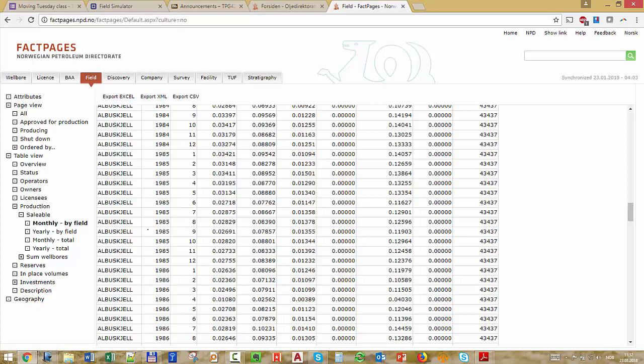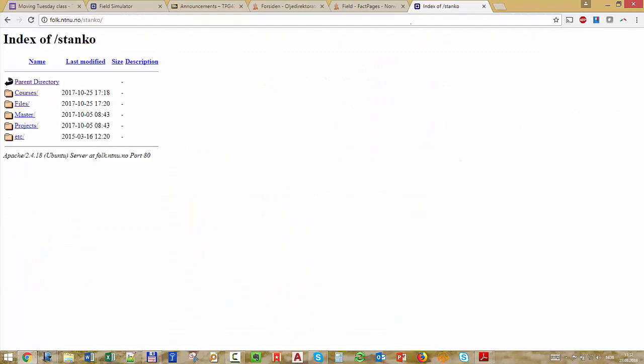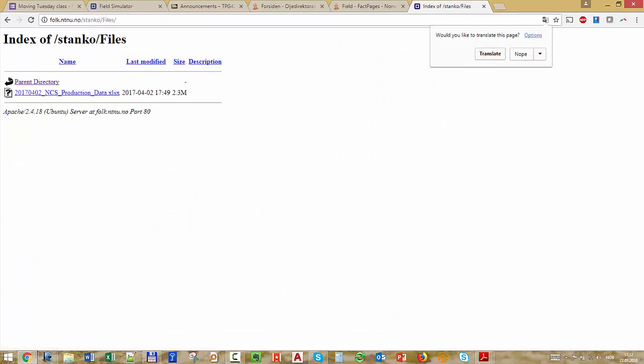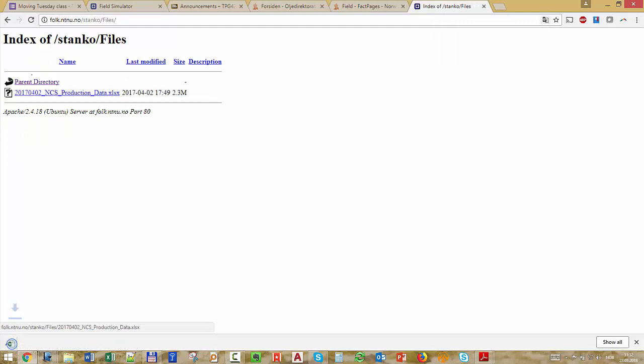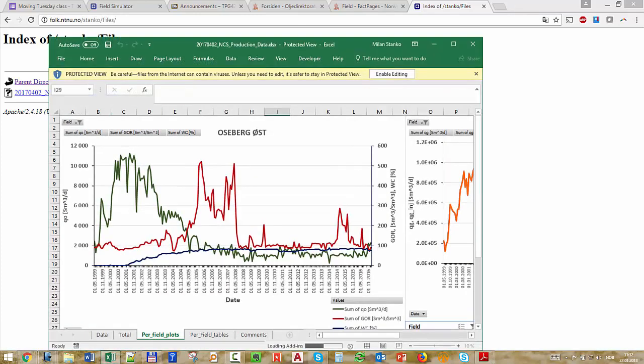With time. I also have on my website, let's see, I think it's here in files, is production, I did it April last year. So you have here a utility to visualize. It has the same data from the NPD, but you have, see if it opens, and it's available for everyone to download.